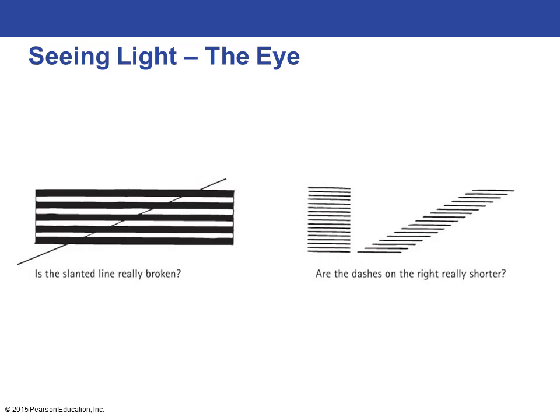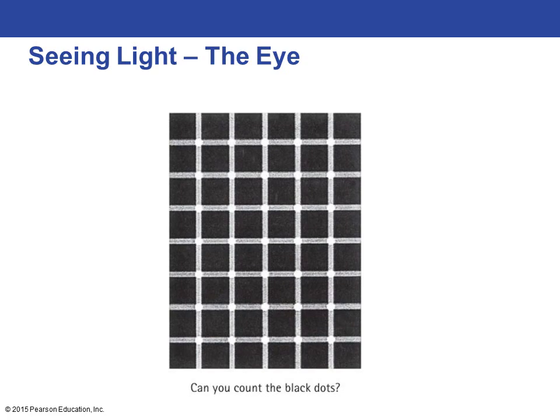And the dashes on the right, just due to the way that we focus the light, look like they are shorter than the ones in the middle, at least they probably do. They do to me. They are actually, if you were to measure them, the same length: these lines here are the same length as these lines here.